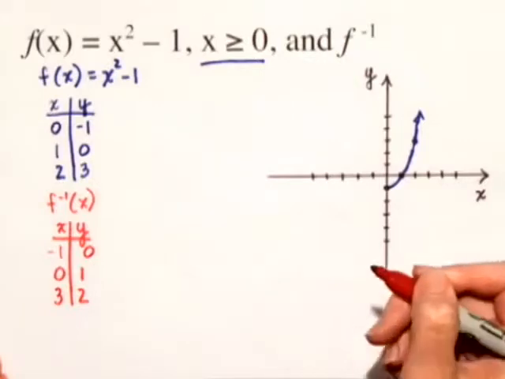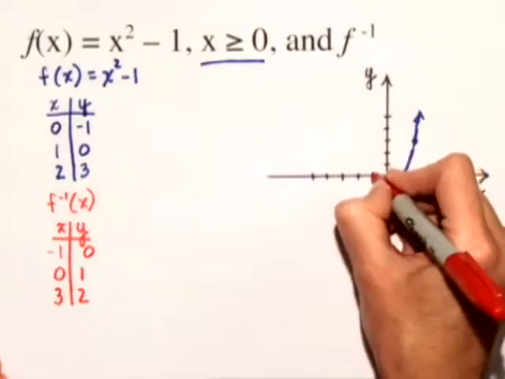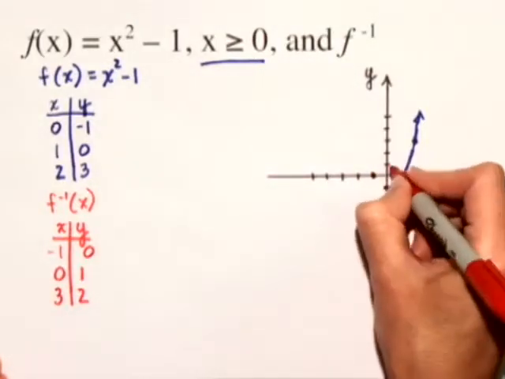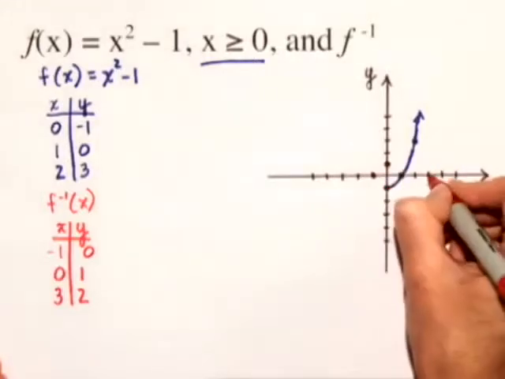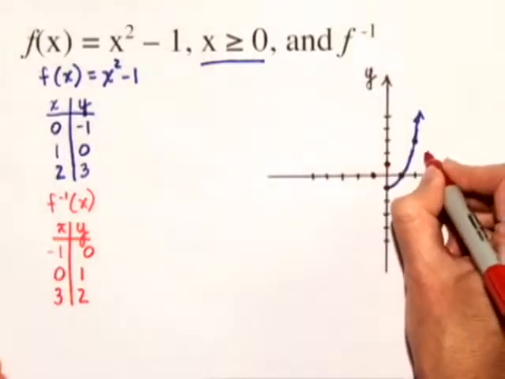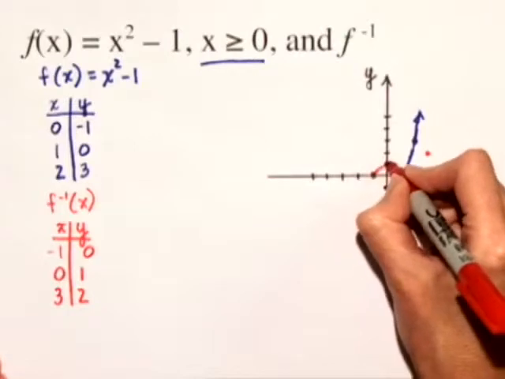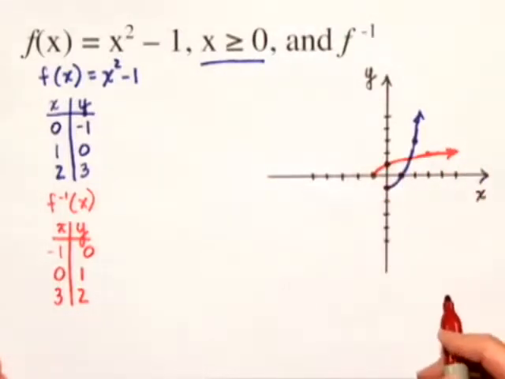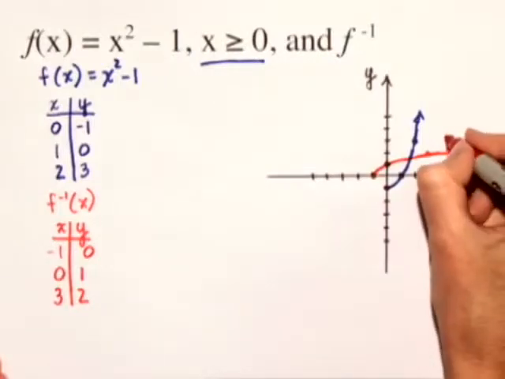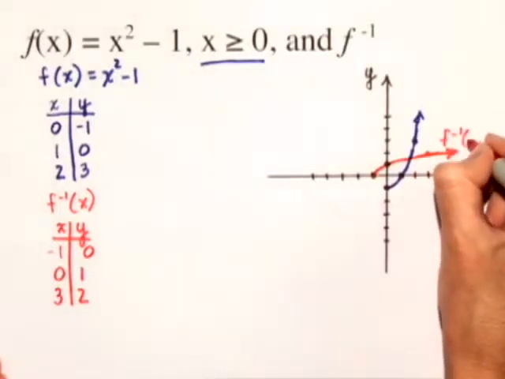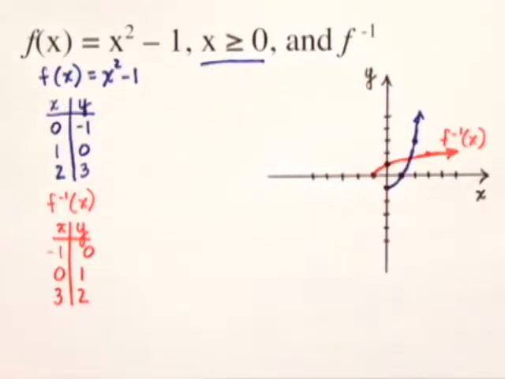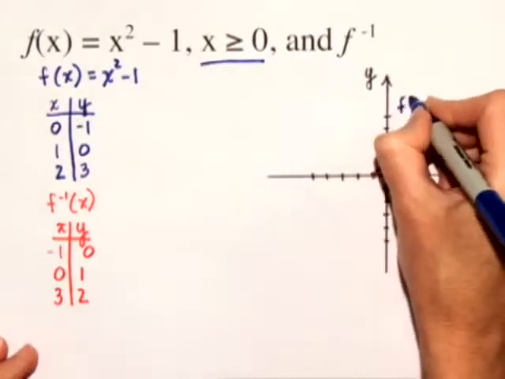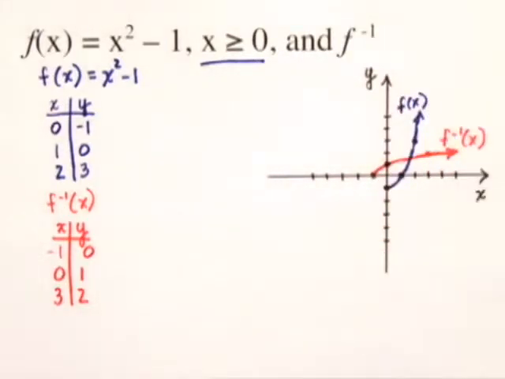So let me plot these points in red. I have negative 1, 0. I also have 0, 1, and I have the point 3, 2. And let's connect those with a smooth curve. And what I've just graphed in red is f inverse of x. So let me label red as f inverse of x, and I'll label the blue as f of x. So now we've graphed both of these on the same xy coordinate system.